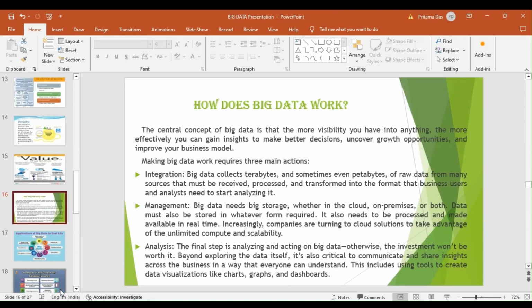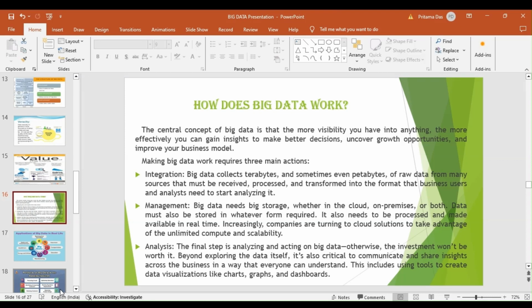So we have learned what is big data, who's generating big data, five characteristics of big data, and now we will learn how does big data work. So the central concept of big data is that the more visibility you have into anything, the more effectively you can gain insights to make better decisions, uncover growth opportunities, and improve your business model. So, making big data work requires three main actions, that is integration, management, and analysis.